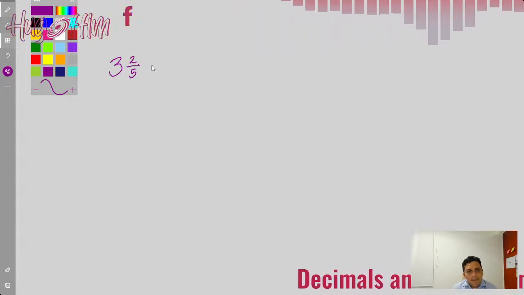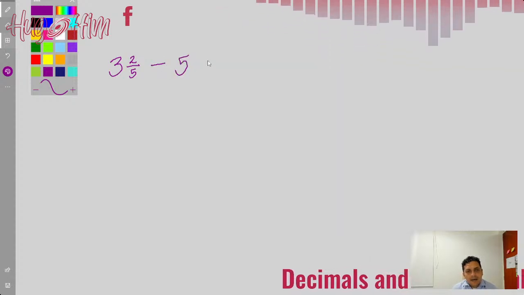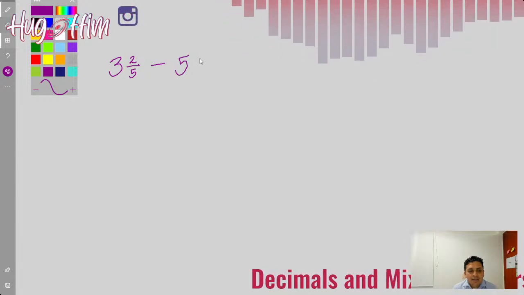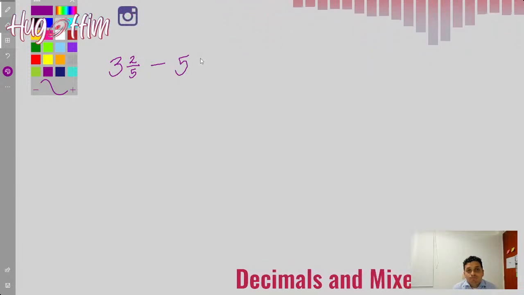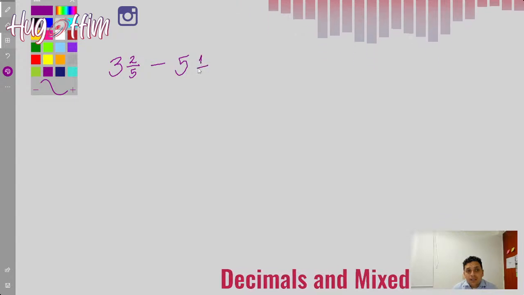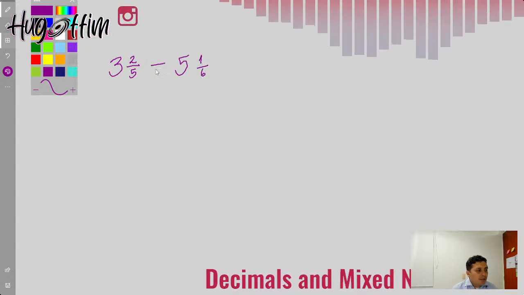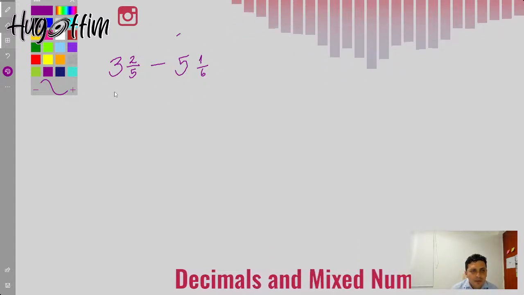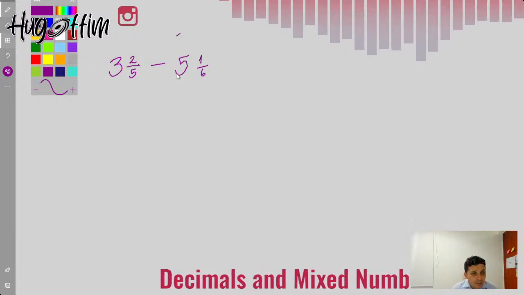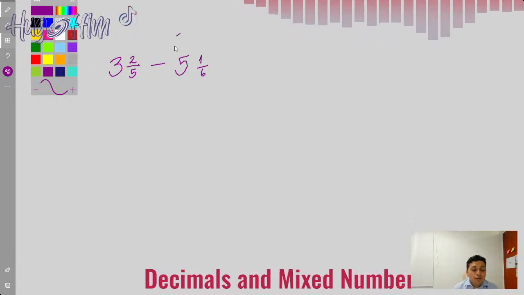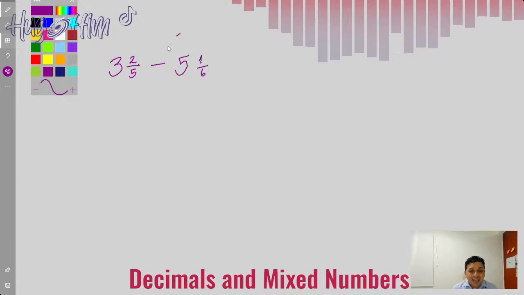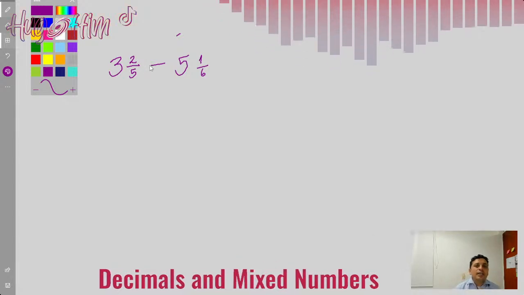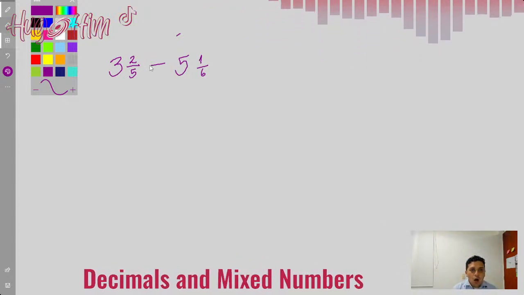I'm going to guess 3 and 2/5 minus 5 and, let's say, 1/6. Okay, so I'm going to do this subtraction of integers, or this addition of integers, because this is an addition of integers. If you remember, in integers we have that adding a negative number is the same as subtracting a positive number, so the addition and subtraction become the same operation.